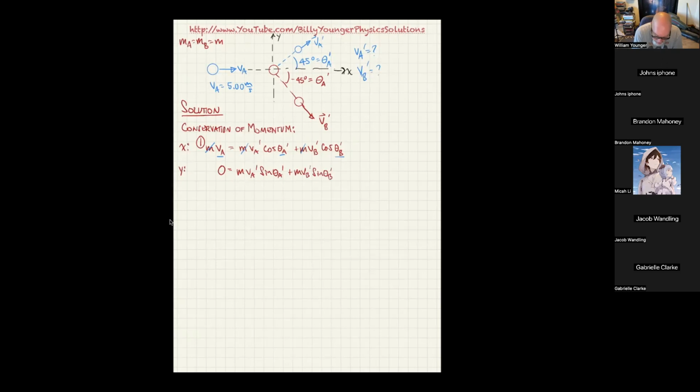Again, what we know are these things. The underlined variables are known.